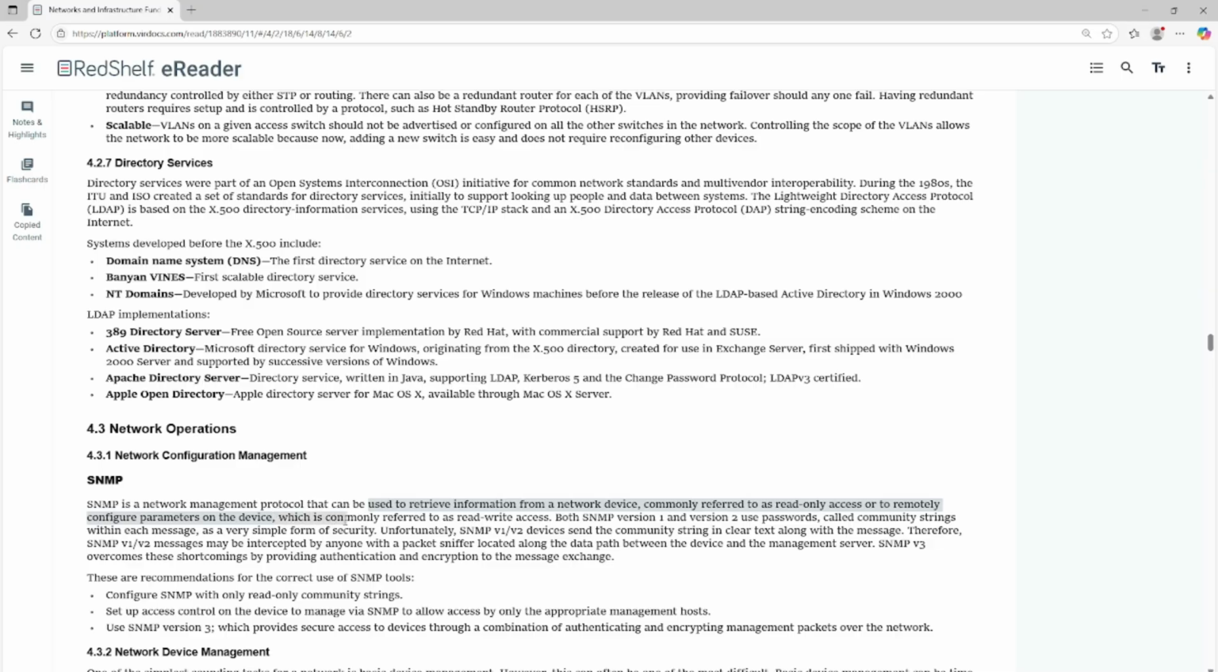In your labs, you may probably be assessed on how to send commands to check the status of a connection to a router, or the functionality of a device. So keep that in mind. These are recommendations for the correct use of SNMP tools.